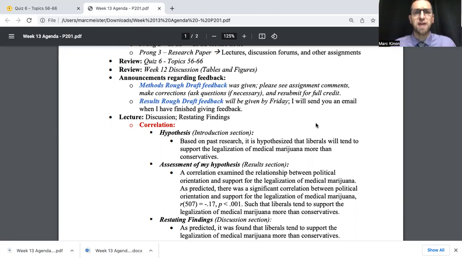And again, with all these rough drafts, please resubmit, and I can give you further corrections or whatever needs to be done in order for you to get full credit. A lot of you have already received full credit on your various rough drafts, so that's a good sign. It means your paper's coming together. If you still need to resubmit, get it done sooner rather than later.